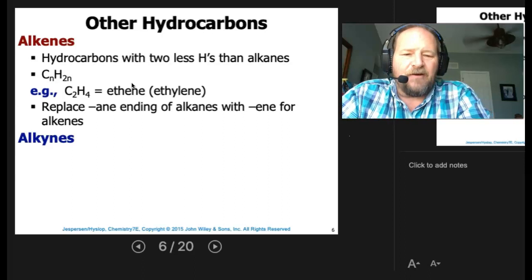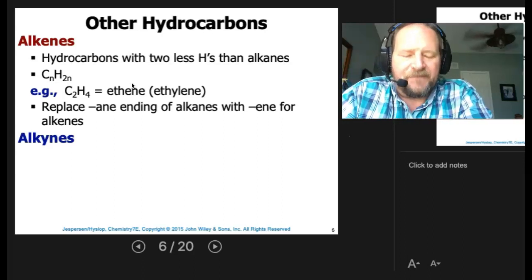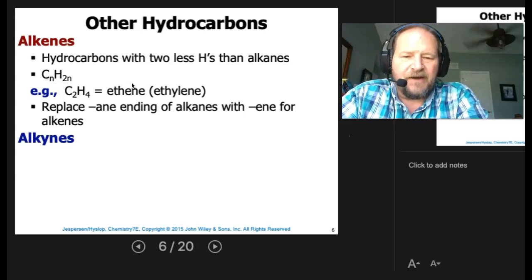Now the next one we have is alkynes. For alkynes, you notice we changed to Y and E. The nice part is if you think about it as single, double, triple, it's in alphabetical order.